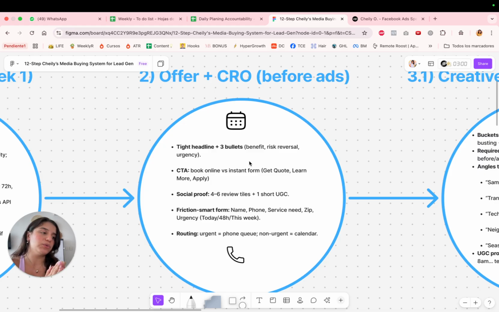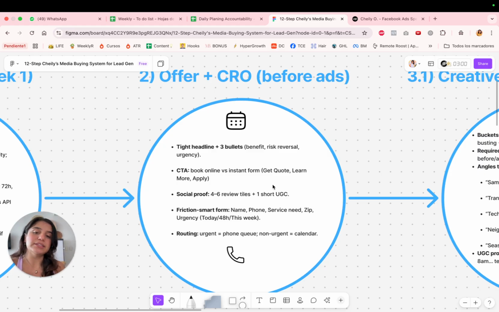So the way we want to create offers is to make sure that they have a tight deadline, so people are more compelled to book, they have some sort of urgency, and they have 3 bullet points, either related to benefits, risk reversals, or urgency. The other part is the CTA. Do we want them to book online directly, like they can choose from a calendar? Do you want them to book just a form and you contact them? Do you want them to get a quote, learn more, apply, sign up? So we have different options that we can play with.